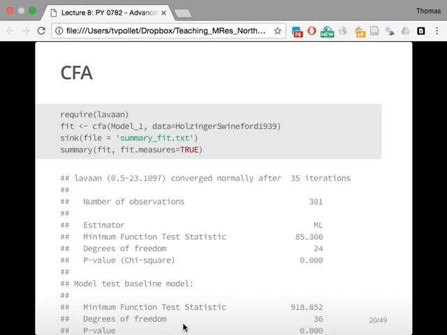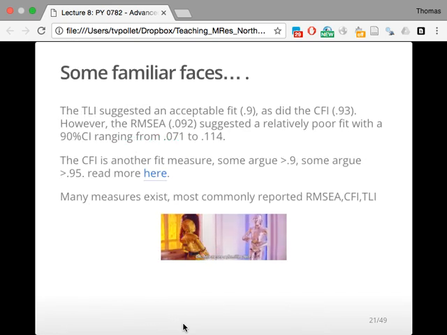Back to this. Some familiar faces. So we saw the Tucker-Lewis index, and that showed an acceptable fit. You should remember that close to 1 was good. As did the CFI. The CFI is another fit measure which is also quite commonly reported in terms of structural equation models. However, the RMSEA, we wanted that to be below 0.05 ideally, 0.07, 0.08 still acceptable, but that's a relatively poor fit, with a confidence interval ranging from 0.071 to 0.114. So again, it's good in some aspects, but not good in some other aspects in terms of fit indices.